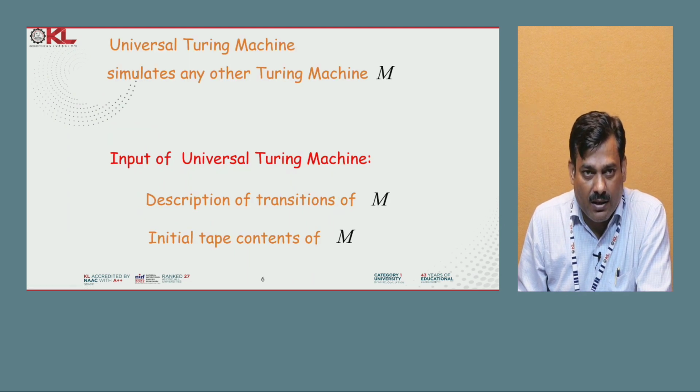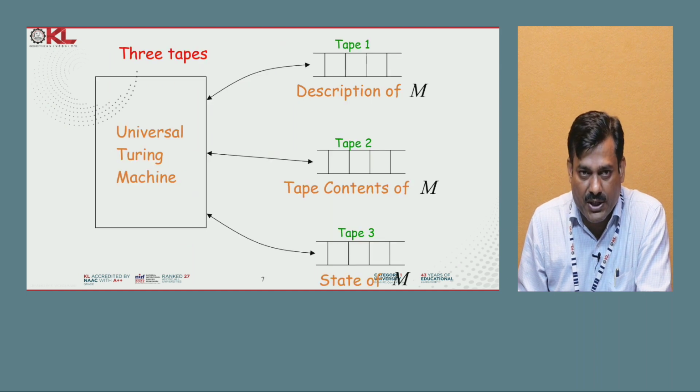The universal Turing machine simulates any other Turing machine M. The input for the universal Turing machine will be the description of the transitions of the Turing machine M and the initial tape contents of the Turing machine M. We use three tapes in the universal Turing machine: tape 1, tape 2 and tape 3. Tape 1 is used for the description of the Turing machine M. Tape 2 is used for the tape content of the Turing machine M, and tape 3 is used for the state of the Turing machine M.